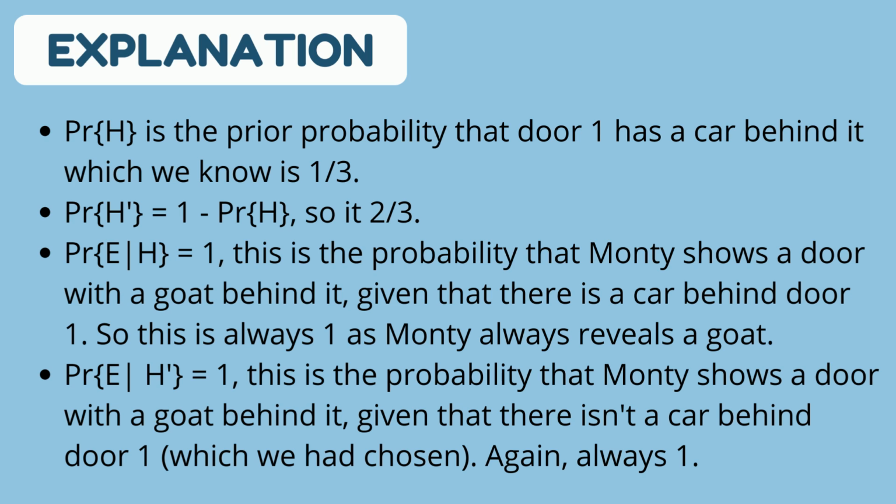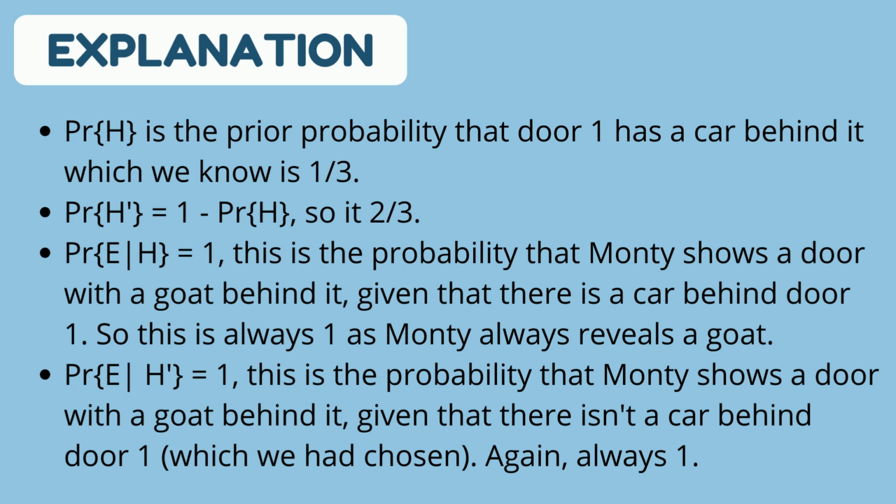Probability of H complement is 1 minus probability of H. So it is 1 minus 1 by 3, that is 2 by 3. Probability of E given H is the probability that Monty shows a door with a goat behind it, given that there is a car behind door 1. Now, this is always 1 because Monty always opens a door with a goat behind it. Probability of E given H complement is the probability that Monty shows a door with a goat behind it, given that there isn't a car behind door 1. Now, this is again 1 because there is always a goat behind the door that Monty knowingly reveals.